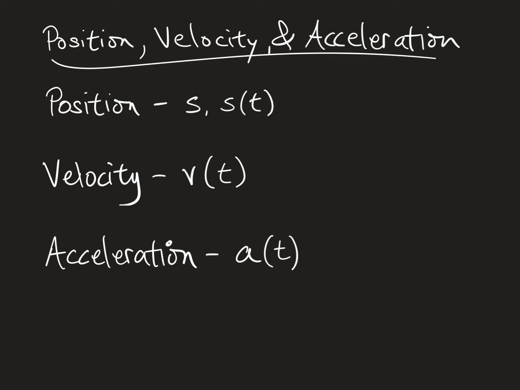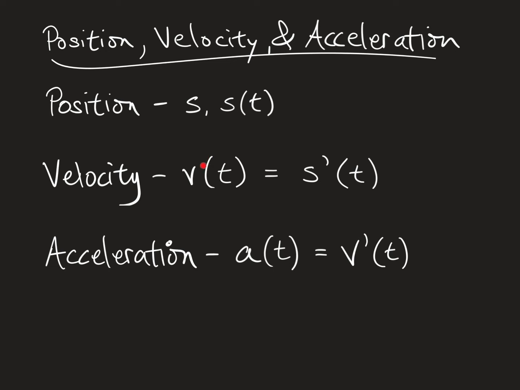You can find the velocity function if you take the derivative of the position function. And very similarly, you can find the acceleration function if you take the derivative of the velocity function. We can also write the acceleration function just a little bit differently. Since we're able to write the velocity function in terms of the position function, we can write this velocity function in terms of the position function.